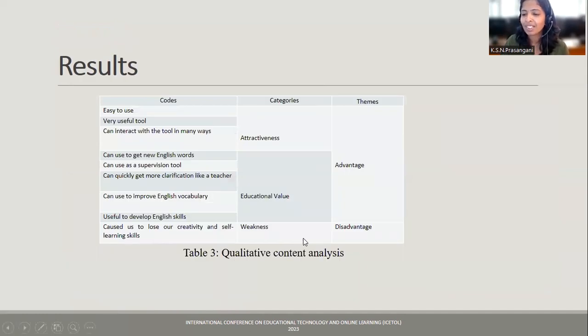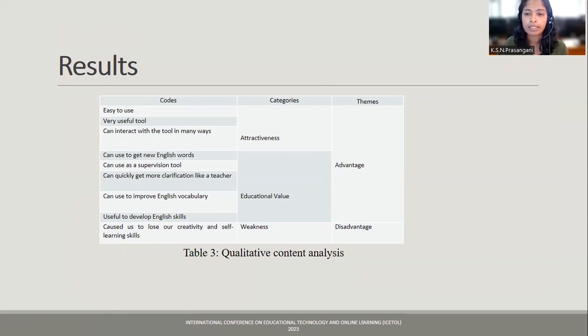So we will move to the qualitative findings. As I mentioned at the very beginning of my presentation, we included the last question as an open-ended question. And there we received comments from the students about how they use ChatGPT for their language learning purposes. And we analyzed the comments by using qualitative content analysis. There we categorized the comments based on two themes: advantages and disadvantages.